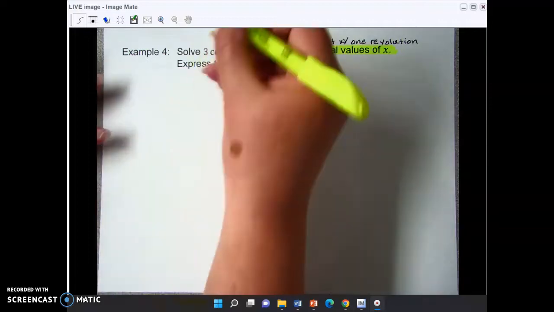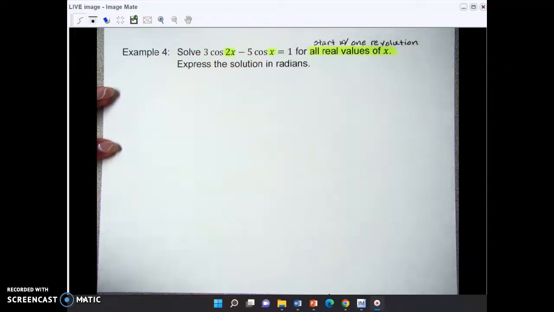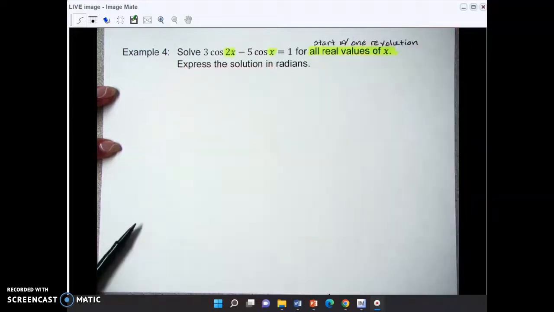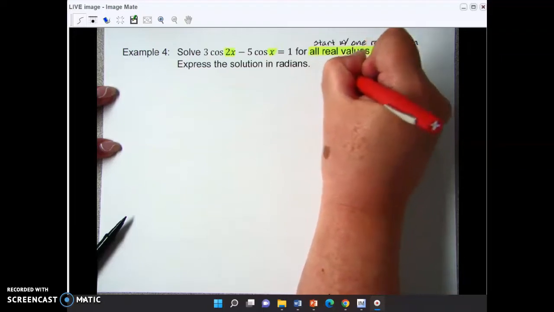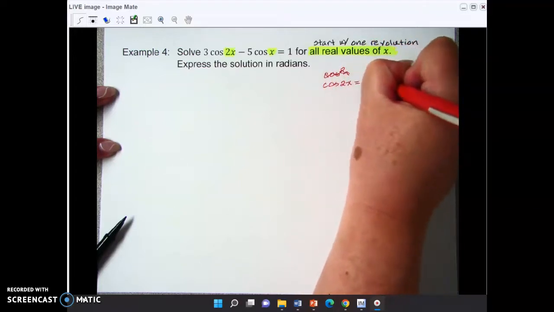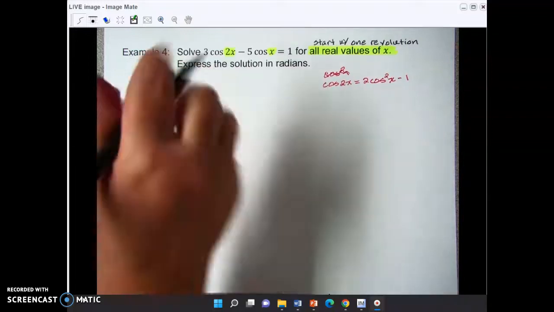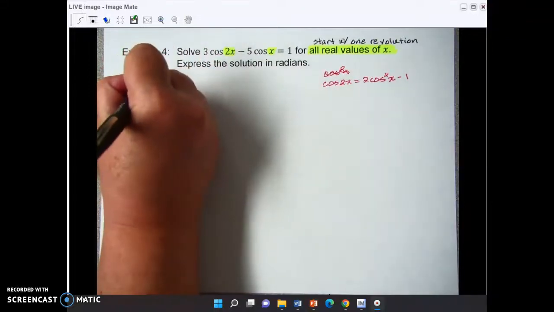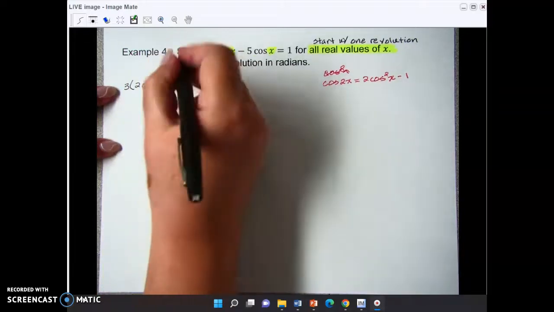So one thing I notice in my problem is I see a 2x here, and I can't have my angles not match. My angles need to match. So I'm going to use the one that has all cosines in it. So I'm going to say cosine of 2x. Oops, I didn't write that correctly. Let's try that again. Cosine of 2x is equal to 2 cosine squared of x minus 1. So that should be on your formula sheet. So coming over here, I have 3 times cosine of 2x, which is 2 cosine squared of x minus 1. And then I have minus 5 cosine x.